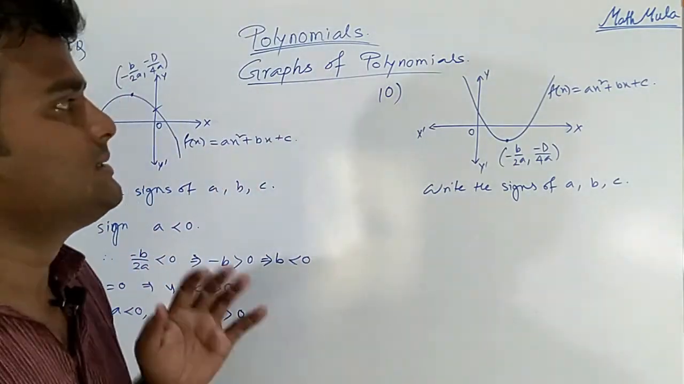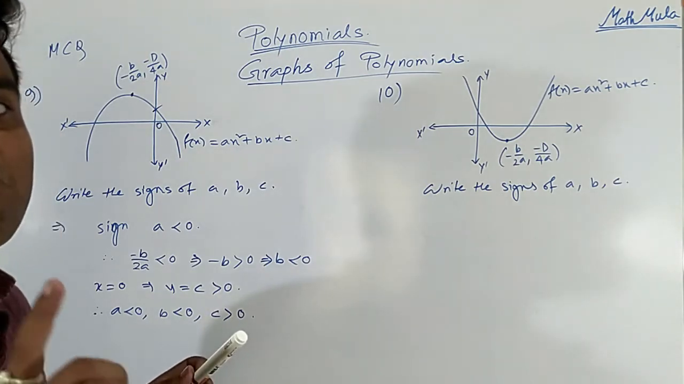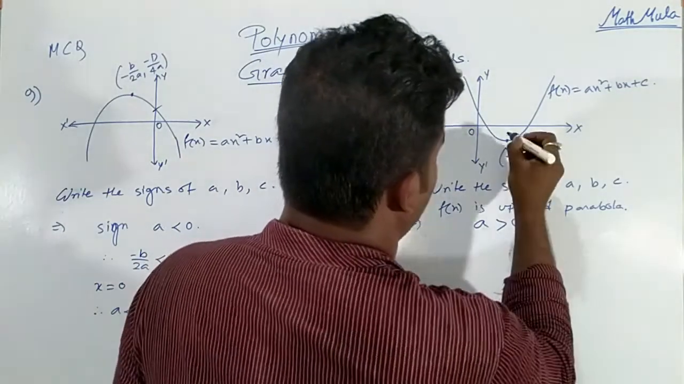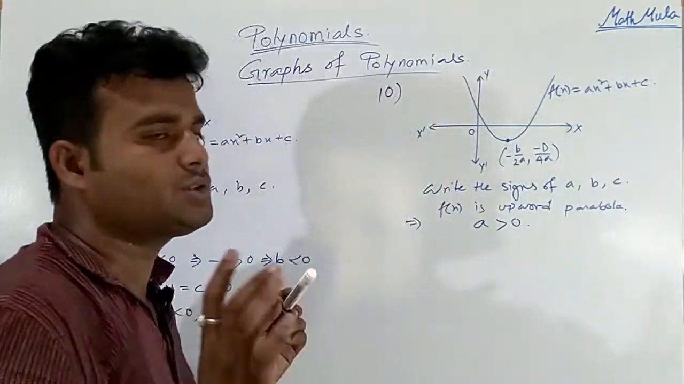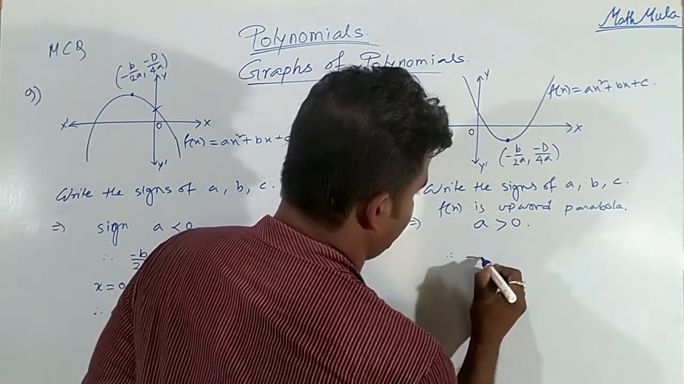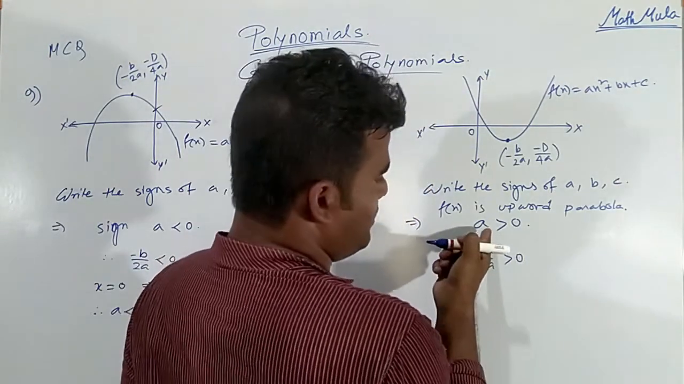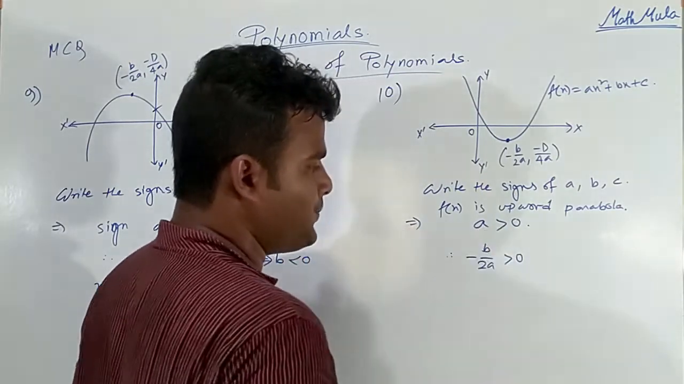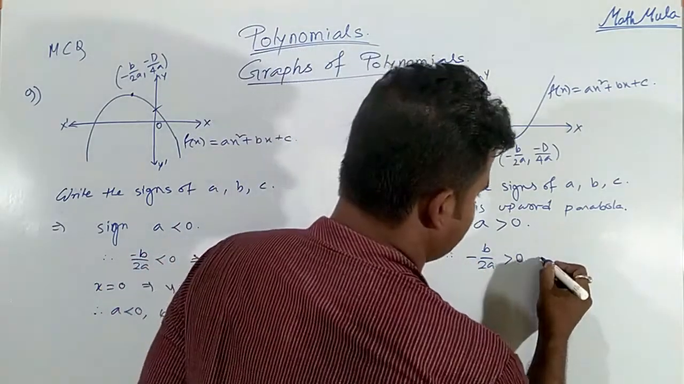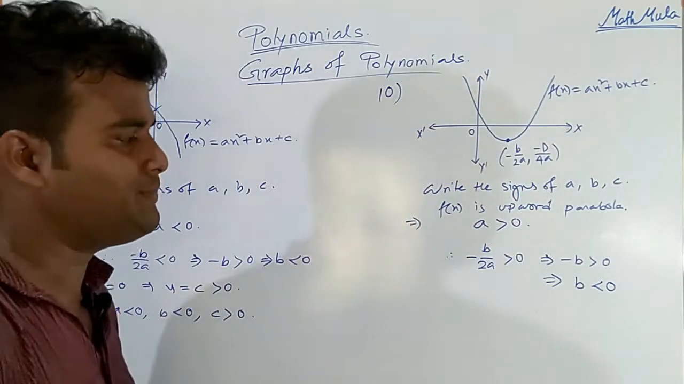Now sum number 10, we have to write the sign of a, b and c. Similarly, same as 9. Since it is an upward opening parabola, the value of a must be positive. The vertex of the parabola lies in the fourth quadrant. That means the sign of x must be positive. That means minus b by 2a must be positive. Now look, a is greater than 0 and minus b by 2a is greater than 0. That implies minus b must be greater than 0. So b is less than 0. That means b is negative.